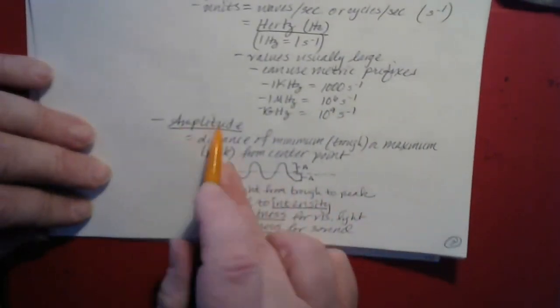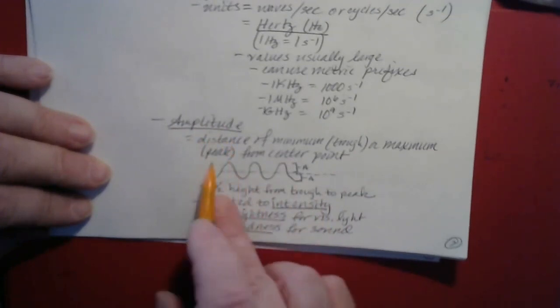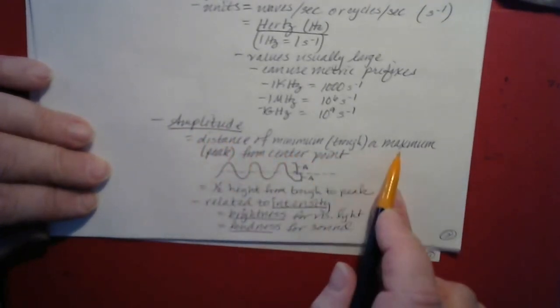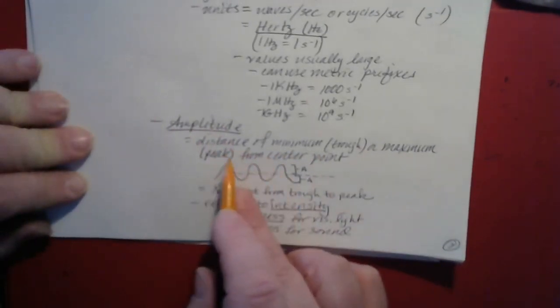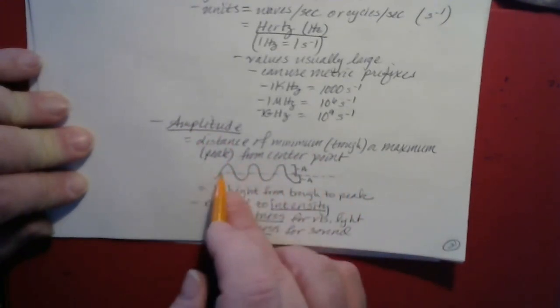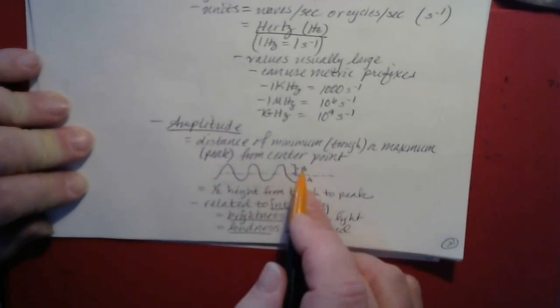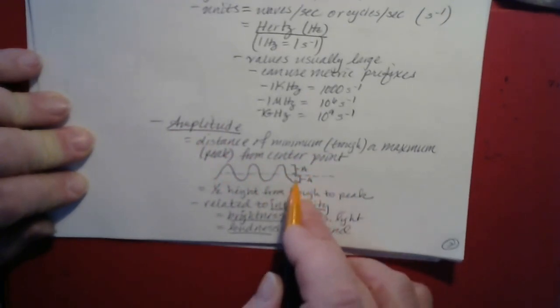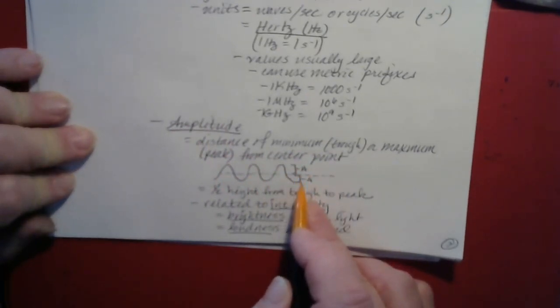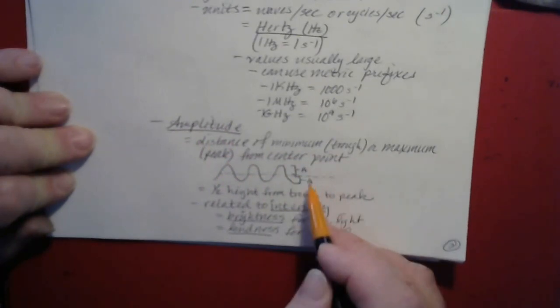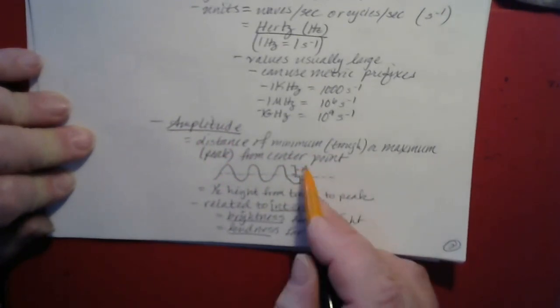And waves also have a property known as amplitude. Amplitude is the distance from the minimum or the maximum, that is the peak or the trough, to the center point. So you draw a line right down the middle of the wave, and the distance from there to the top of the peak would be an amplitude, or from there to the bottom of a trough, that would also be amplitude. And normally the amplitudes measured either way would be the same.